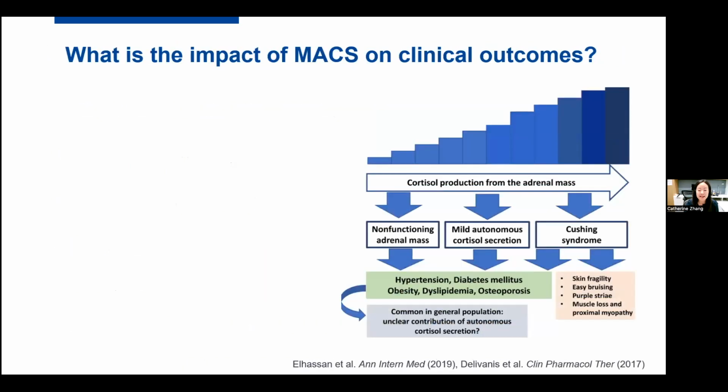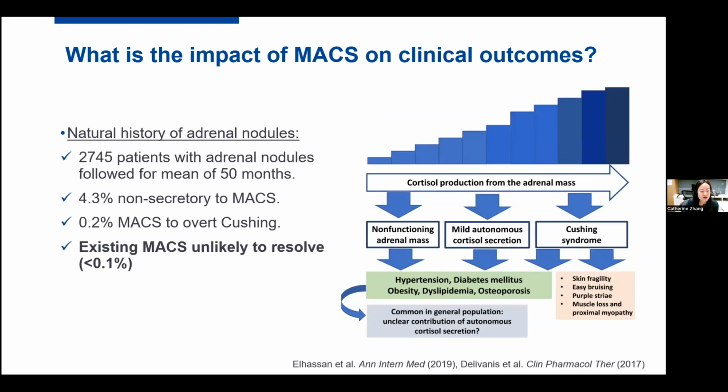So what is the impact of MACS on clinical outcomes? I think the first part to understanding this question is just to try to understand what happens to adrenal nodules over time. This was a large systematic review and meta-analysis of almost 3,000 patients with adrenal nodules. They were followed for a mean of 50 months, so I think more than 4 years, and the change in hormone status over time was assessed.